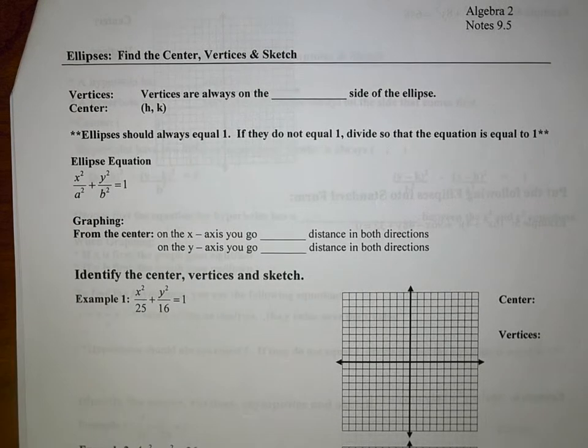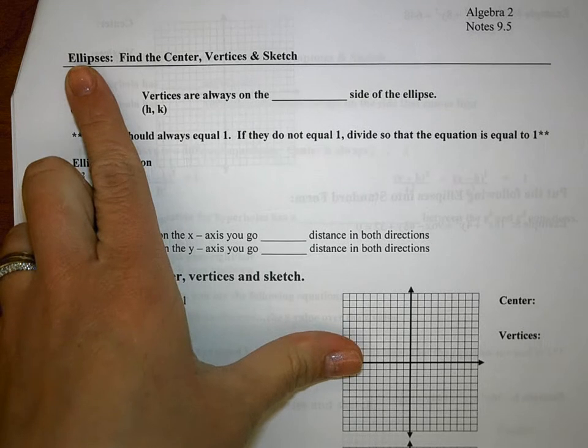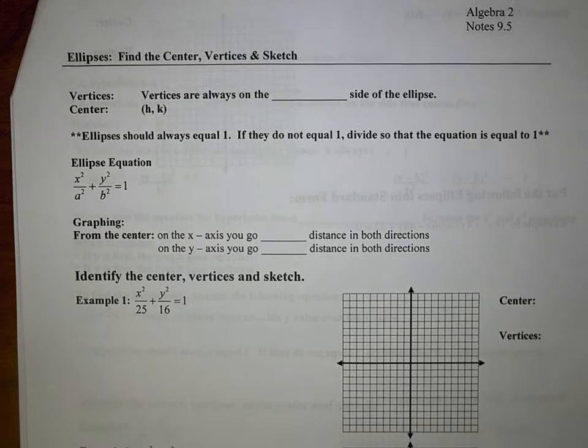Okay, today we're doing 9.5, which we will talk about ellipses. An ellipse is basically an oval. Okay, so it's like a circle, but it's an oval, so that means it doesn't have the same distance from every point like a circle does.